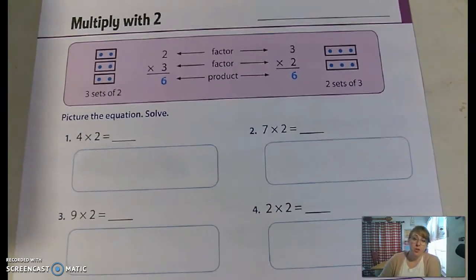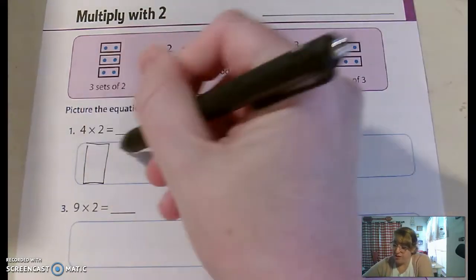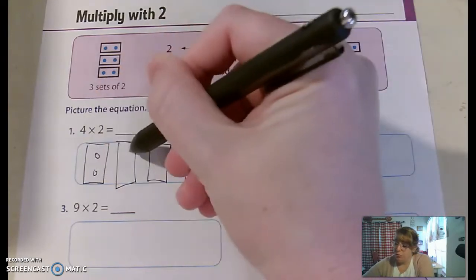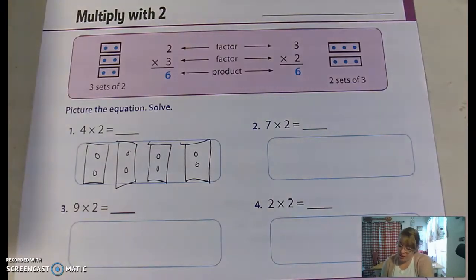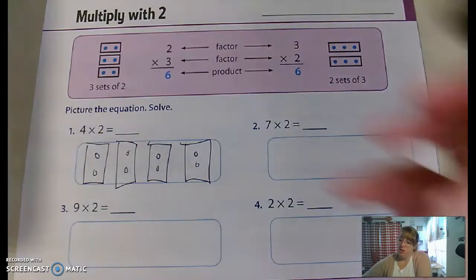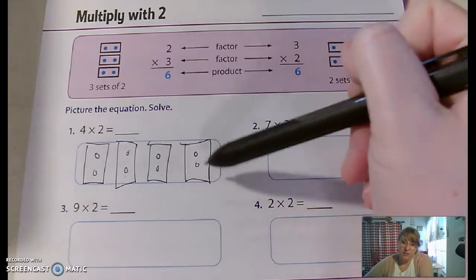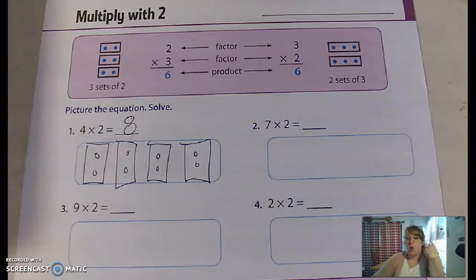So picture the equation and solve. So I have 4 sets of 2. 4 sets of 2. And if you need to take a second to copy that down, no problem. 4 sets of 2. So I have 1, 2, 3, 4, 5, 6, 7, 8. 4 times 2 is 8. If you know this off the top of your head, then it'll be like that, okay?